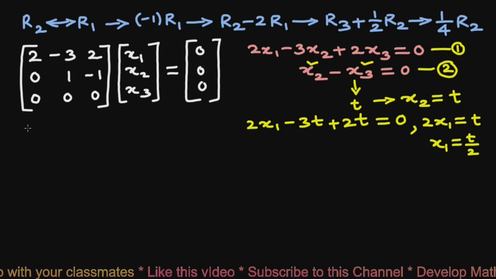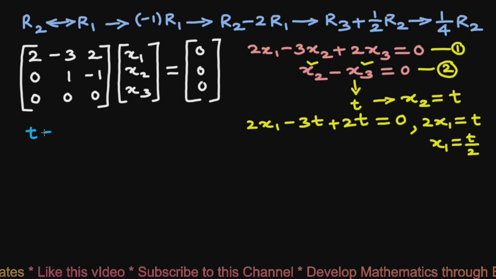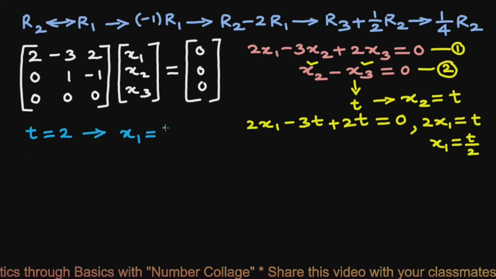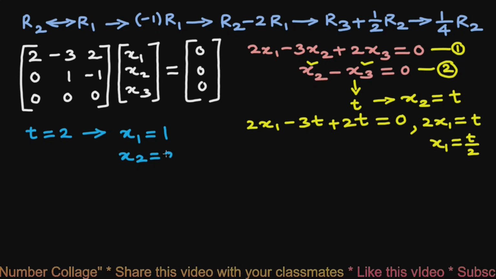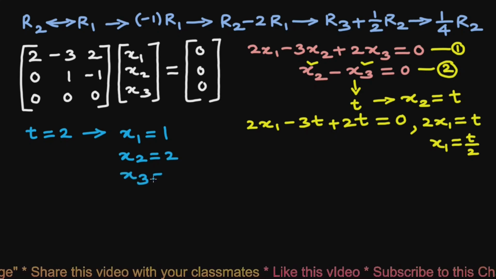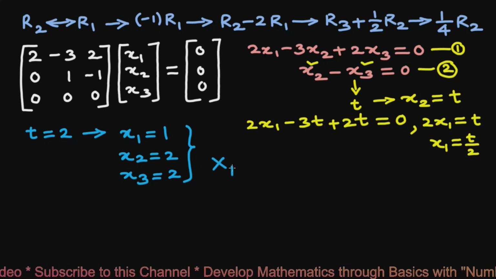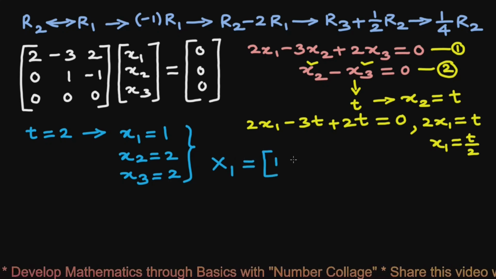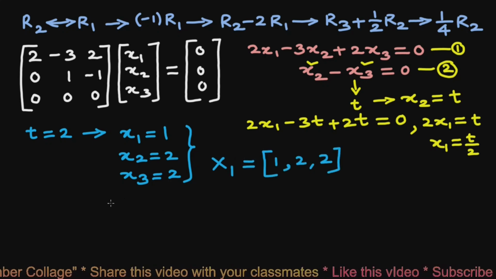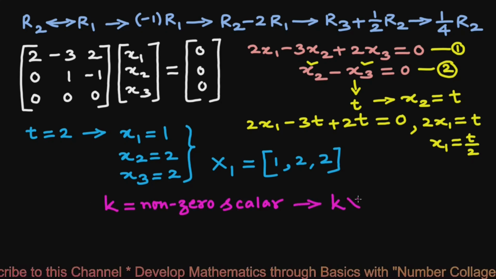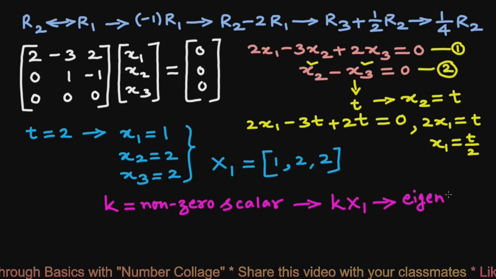Now for convenience, we will put t equals 2, that will give x1 equals 2 by 2, that is 1, x2 equals 2 and x3 equals also 2. Therefore, the eigenvector, let us say x1, will be (1, 2, 2). If k is any non-zero scalar, then kx1 will also be an eigenvector.